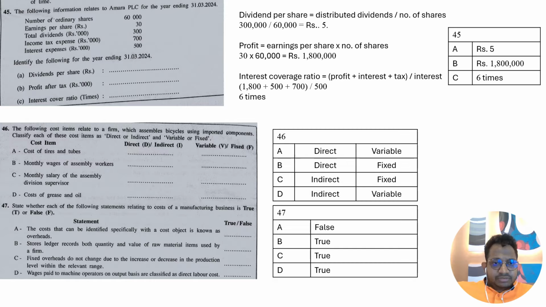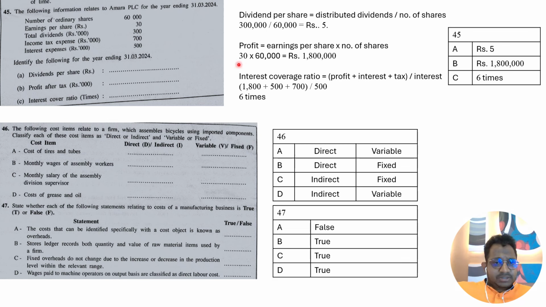Chapter 5, dividends per share, profit after tax and interest coverage ratio, they're asking. To find out the dividend per share, the distributed dividends are 300,000 and the number of shares is 60,000, then the dividend per share is 5 rupees.